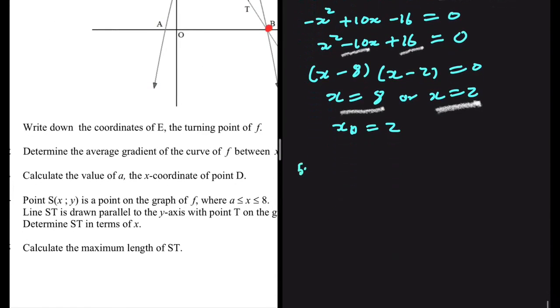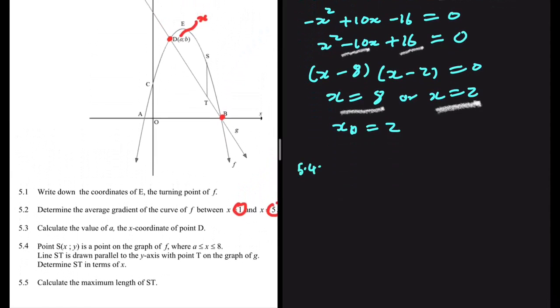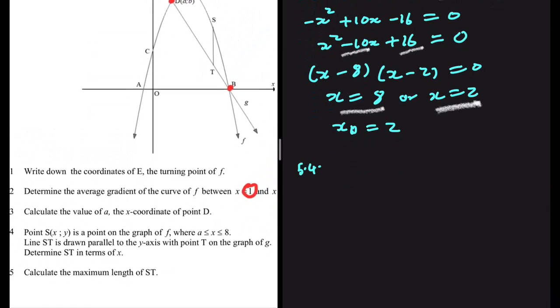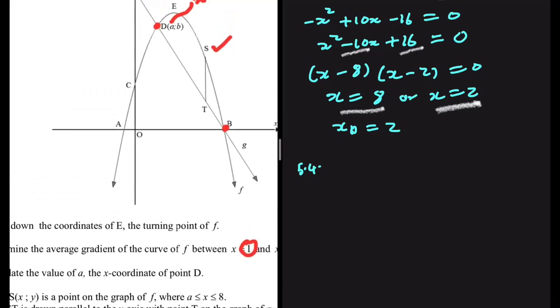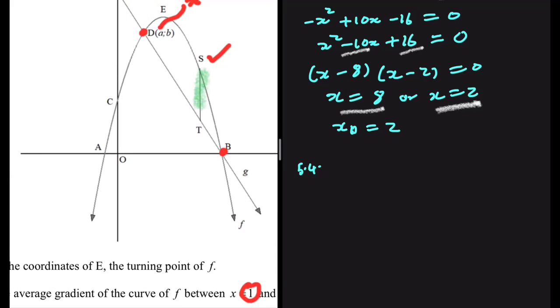5.4. Let's take a look at our equation. Point S of coordinates x and y is a point on the graph of f. We can clearly see it here on our graph, where x is between a and 8. Line ST is drawn parallel to the y-axis with point T on the graph of g. Determine ST in terms of x. ST, let's look at our graph.